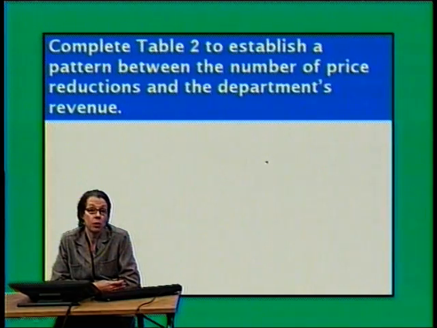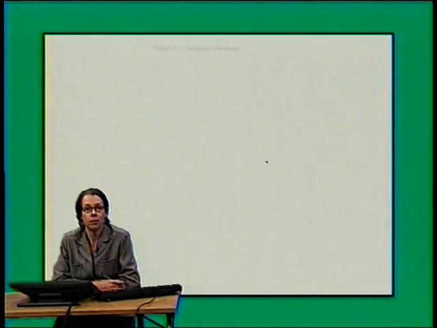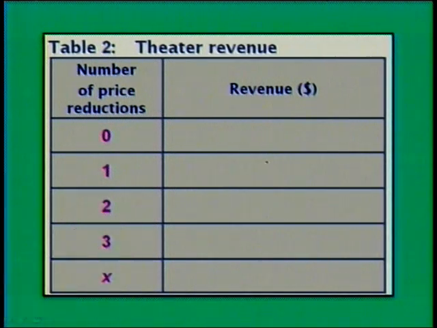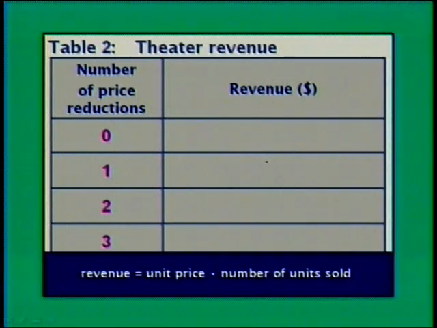So what we're going to do is make another table to establish a pattern between the number of price reductions and the department's revenue. So here's my table. Now the first thing I'm going to look at is, what if there are no price reductions made? Well, how am I going to calculate the revenue? Revenue is going to be the unit price, the price of a ticket, times the number of units sold, in this case the number of tickets.